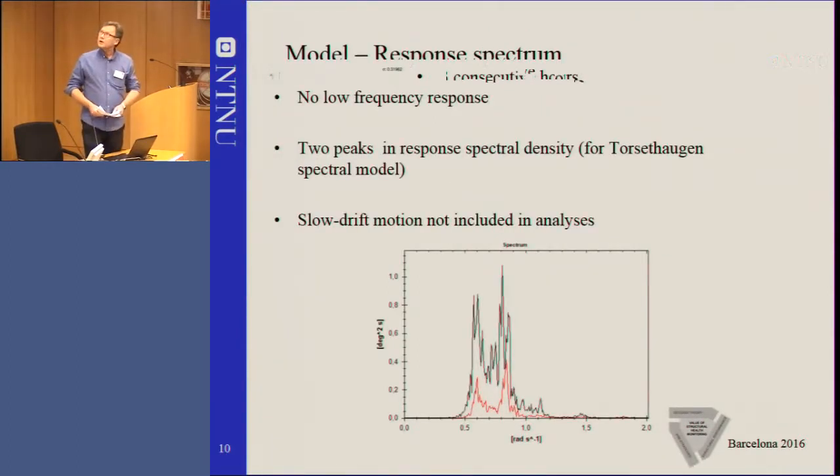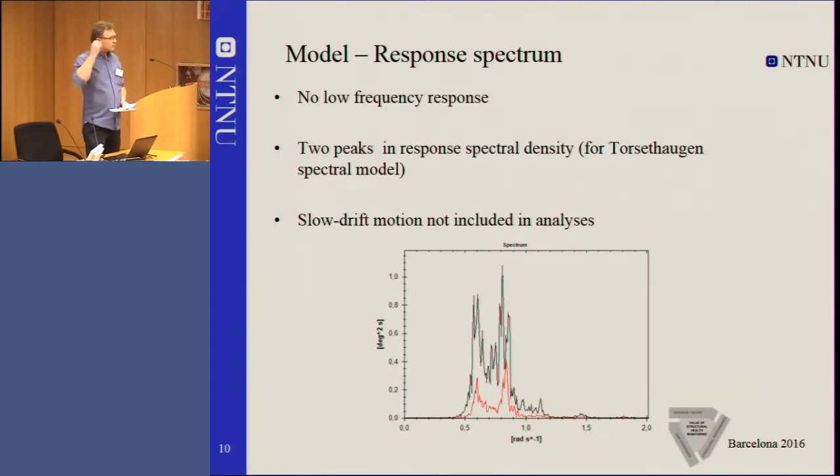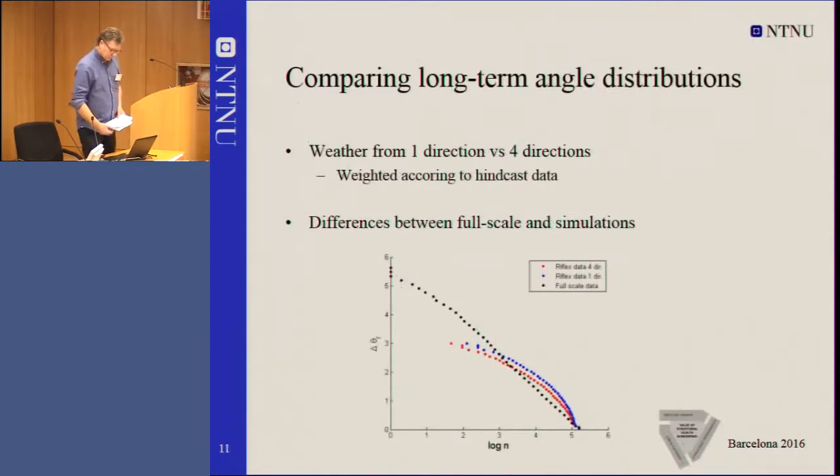Now we can also see we have a response spectral comparison, and we have 2 peaks in response spectral density. So this is now obtained from the numerical model. So we can see that we also have 2 peaks of the spectral density, but we don't predict the low frequency response, because that's not included in the analysis at present. We could include it by having drift coefficients for the vessel, but presently it has not been done. So this is, of course, some future work to be included.